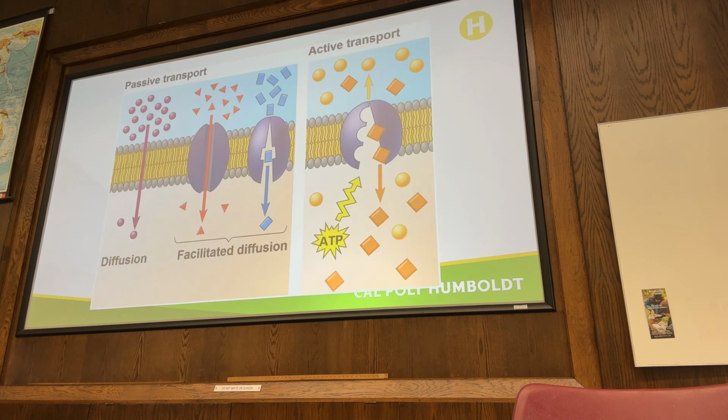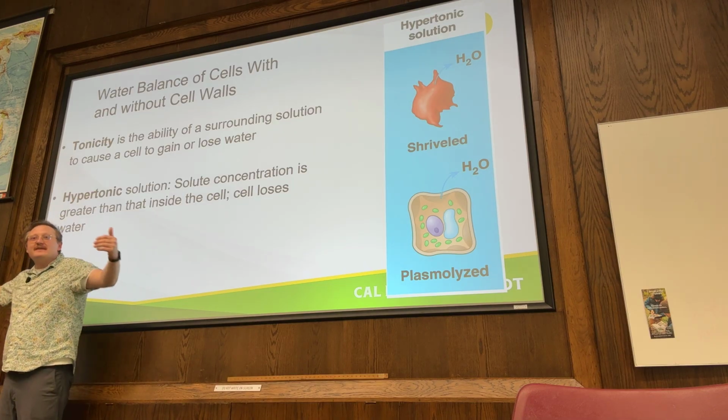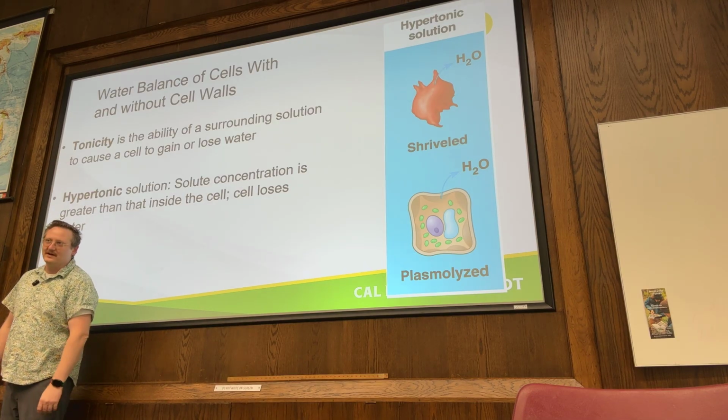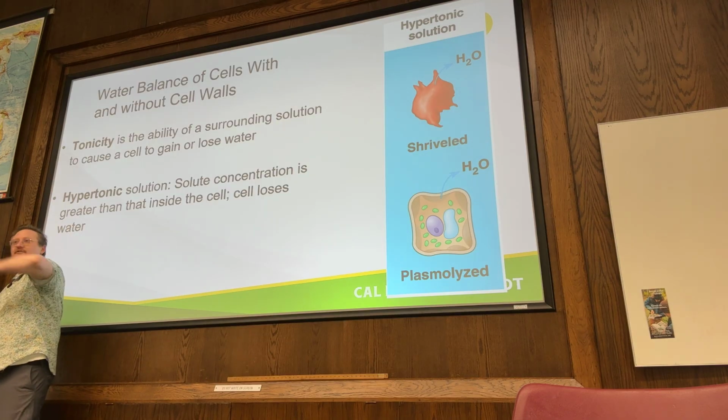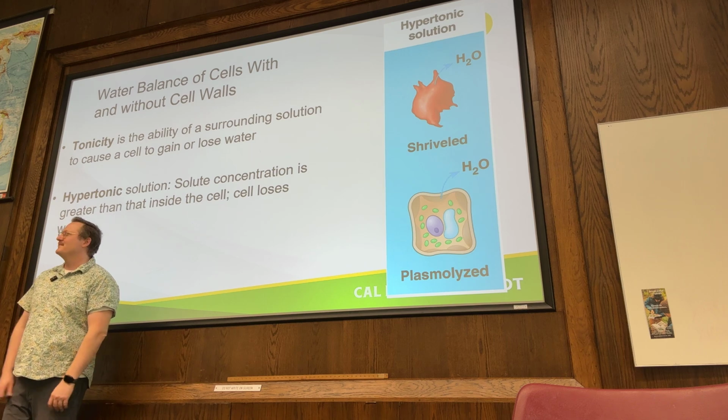So think about a root cell that's growing into a soil that's got a lot of salt in it. What's gonna happen? The root cells are going to lose water because the surrounding solution is hypertonic. So the plant won't be able to access the water. That's why soil salinity is a problem, okay? Because of the osmotic pressure, all right, that gets generated. Just something to think about.